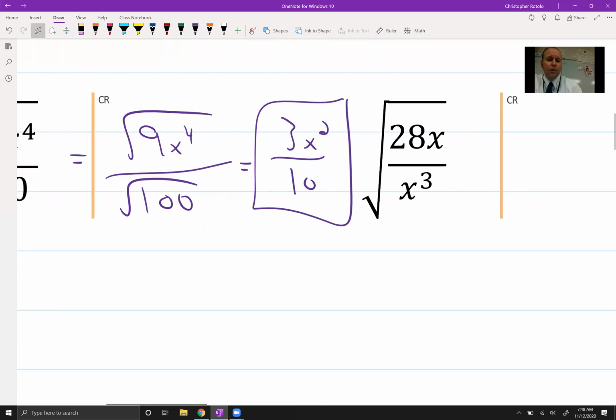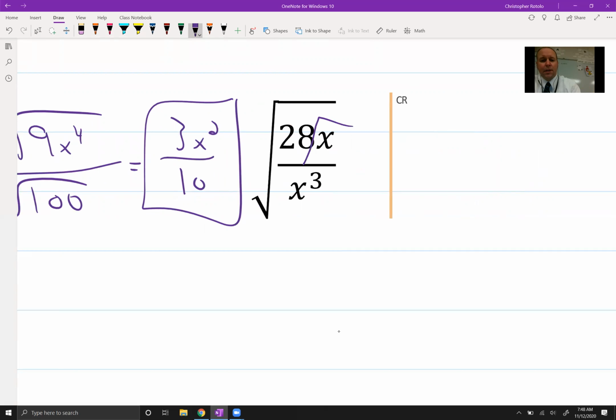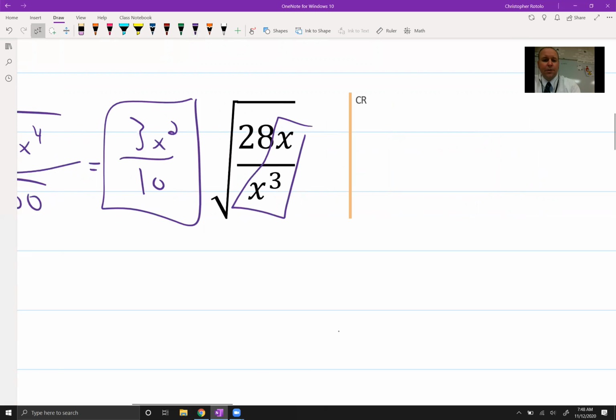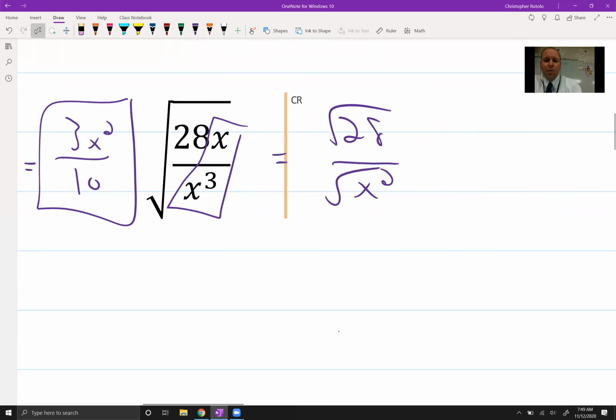So not only can I reduce the numbers, I can also reduce those variables. So that's why we talked about your exponent rules. So this becomes 28 over x squared. I'm going to go ahead and separate that into two separate problems. The bottom, super easy, right? X squared. We're going to take the square root of it. So it's just one pair. So x to the first power.